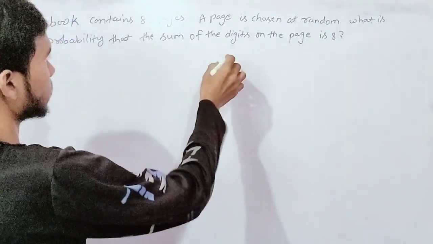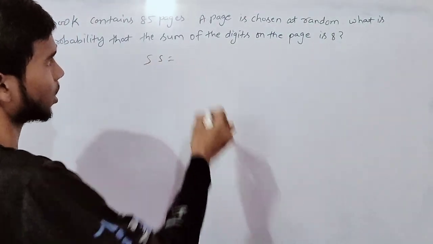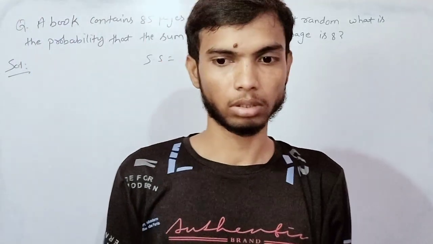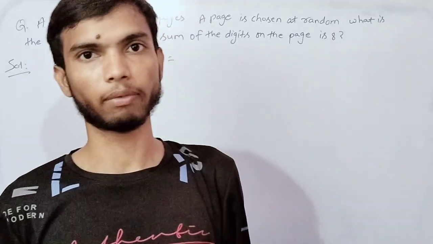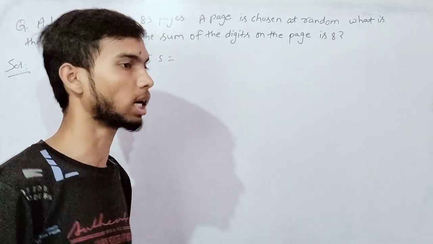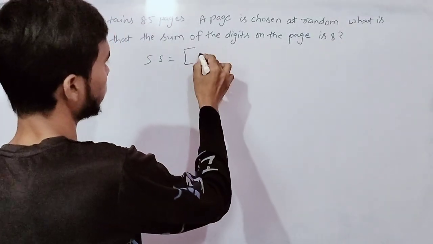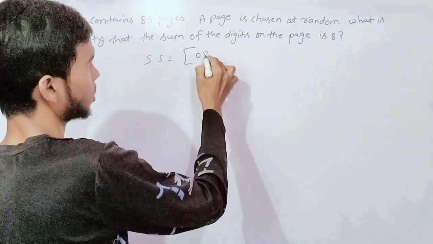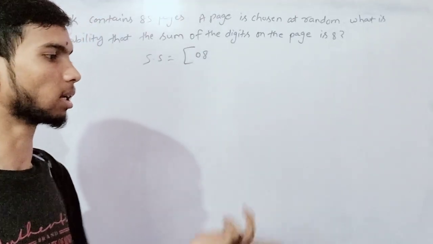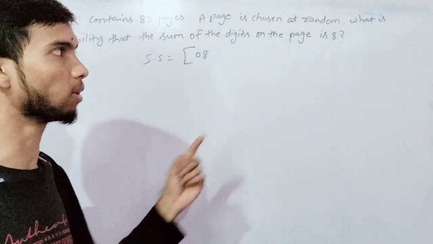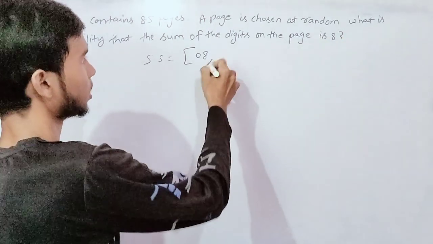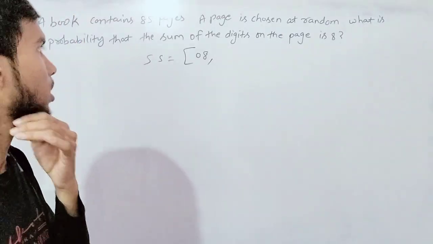So the sample space of this would be what? When we take the 2 digits of a number between 0 and 85, the sum of those digits should be 8. So that will be the sample space. For example, 08 is a number and there are 2 digits. 0 is one digit, 8 is another digit, and the sum of both digits will give us 8. So that number we will take as a sample space.